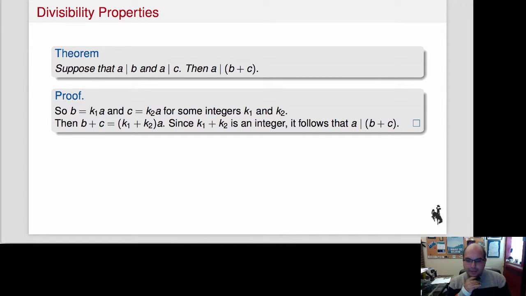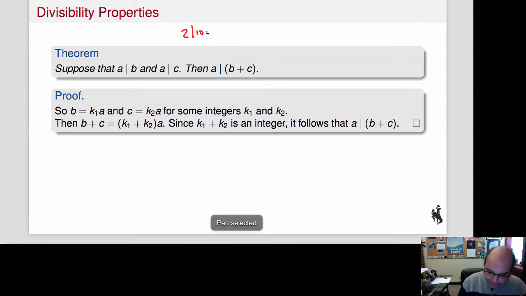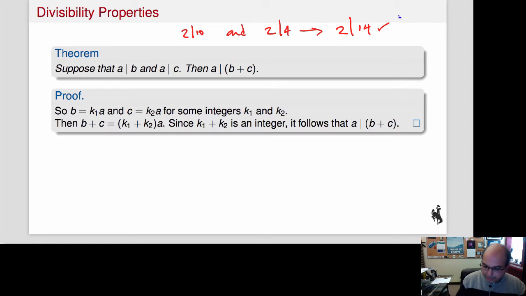Suppose that a divides b and that also a divides c. Then we claim that a divides b plus c. So for instance, 2 divides 10 and 2 divides 4. This should imply that 2 divides 14, which in fact is true. So let's look at this proof.